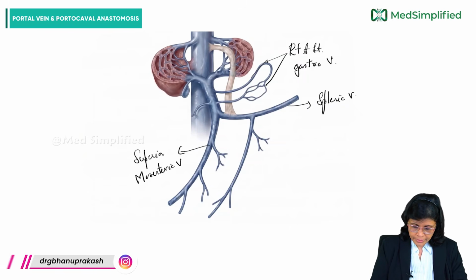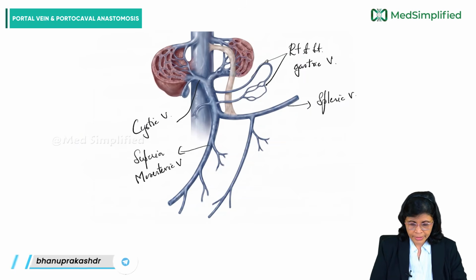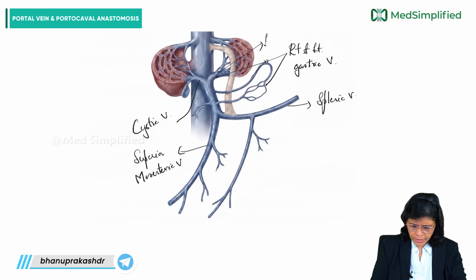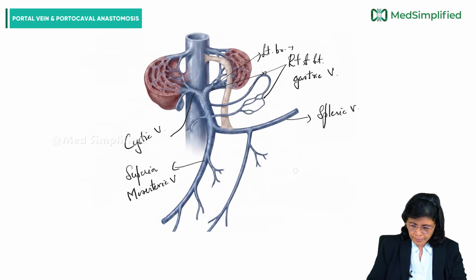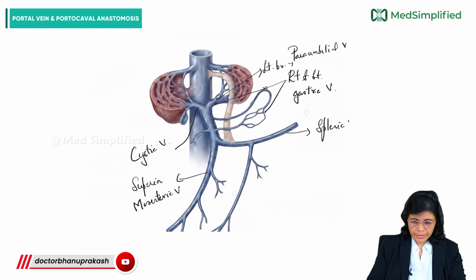Then the cystic vein. The cystic vein opens into the right branch of the portal vein, and there are para-umbilical veins which will open into the left branch. The left branch will have the para-umbilical veins also opening there. So these are the tributaries.